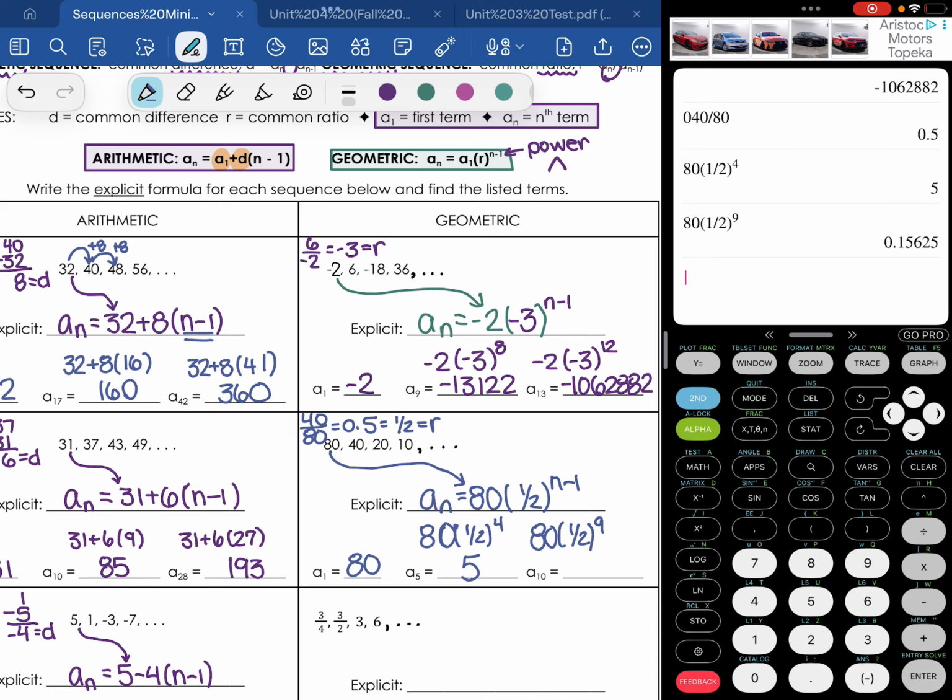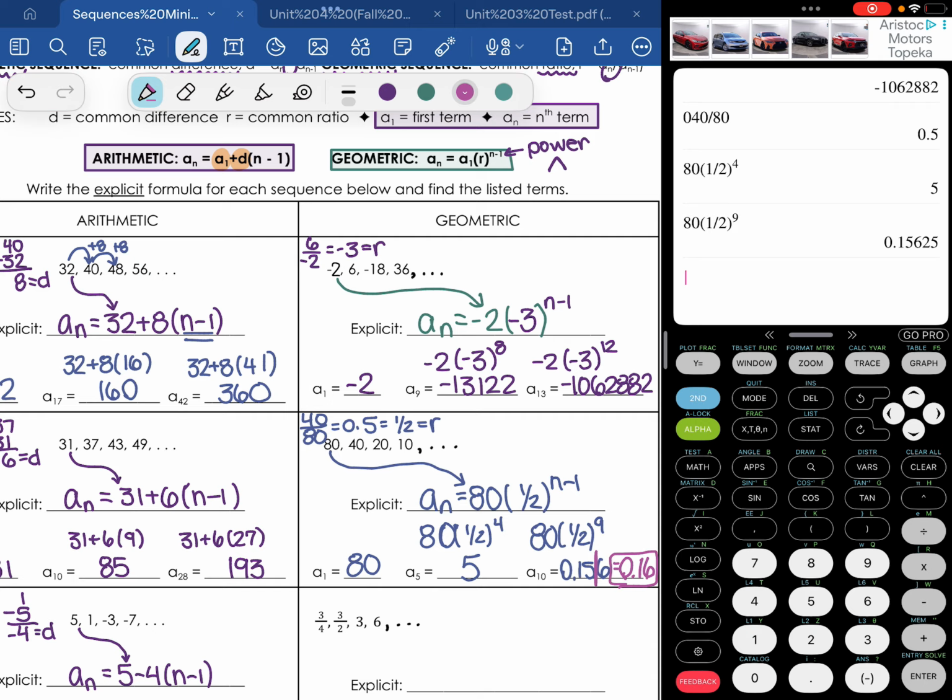0.156. Now, if you remember from the past, I like you guys to round to the nearest hundredths. That's 2 decimal places. That's 15 hundredths right now. But you have to check the third number. It's a 6, which is 5 or bigger. So that would actually round to 16 hundredths. 0.16.